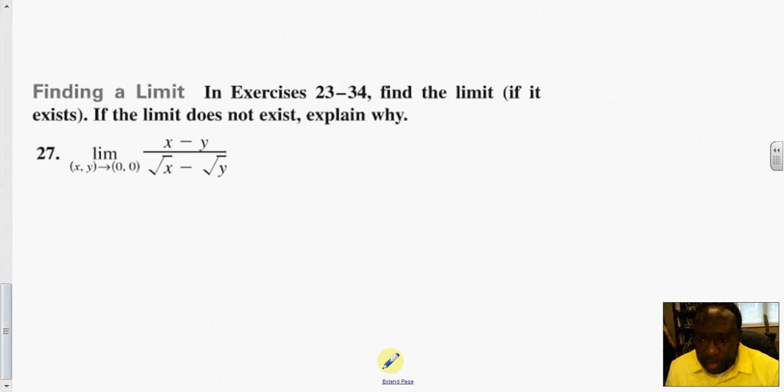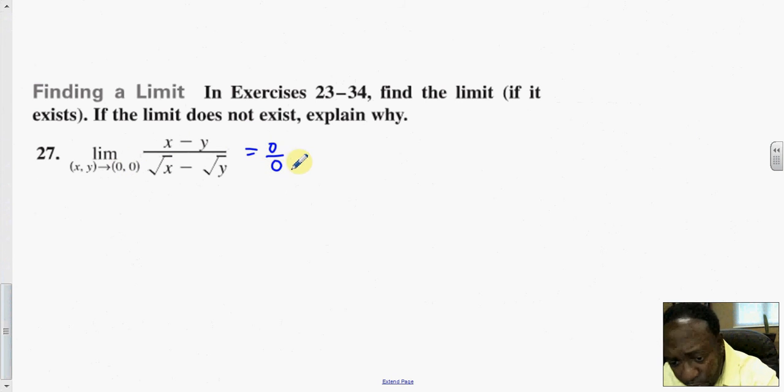What about this problem? It says find the limit if it exists, and if it does not exist, explain why. Now, if you plug in here, x equals 0, y equals 0, that gives us 0 over 0. Now, you recall that this is said to be an indeterminate form. If it's indeterminate, then you can do one of three things. You can factor, you can rationalize, or you can use L'Hopital's rule. So here, there's nothing to factor. We can rationalize, or we can use L'Hopital's rule. I will choose rationalization.